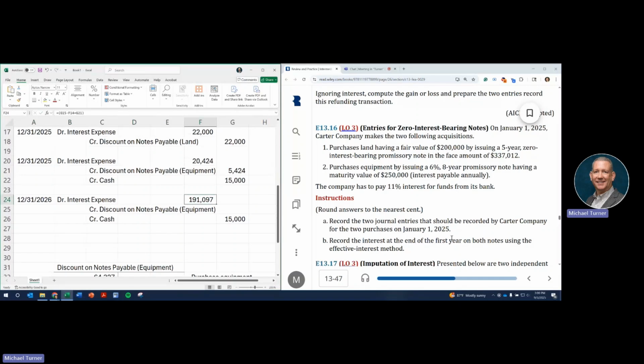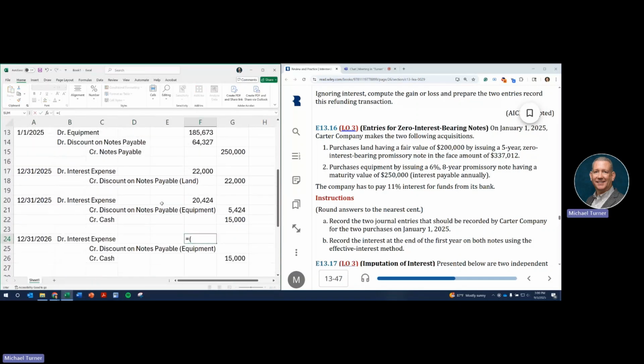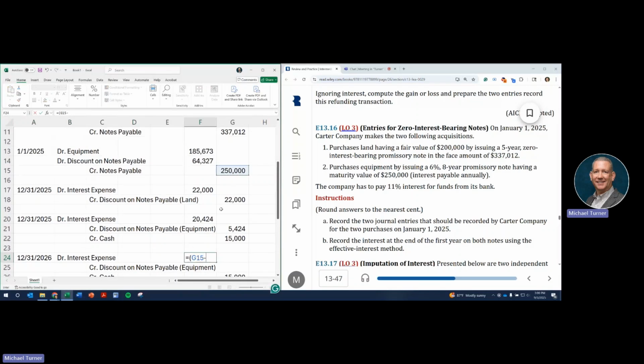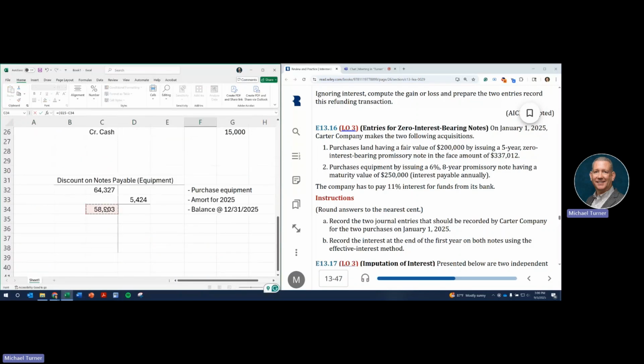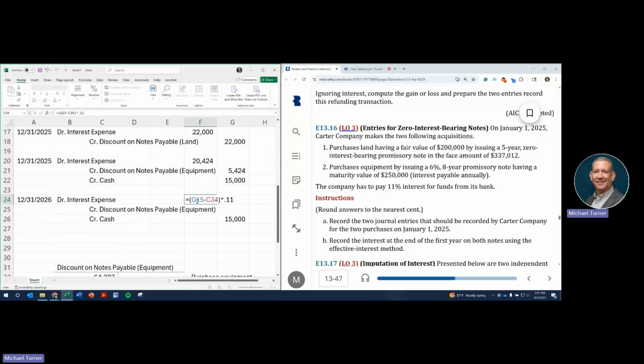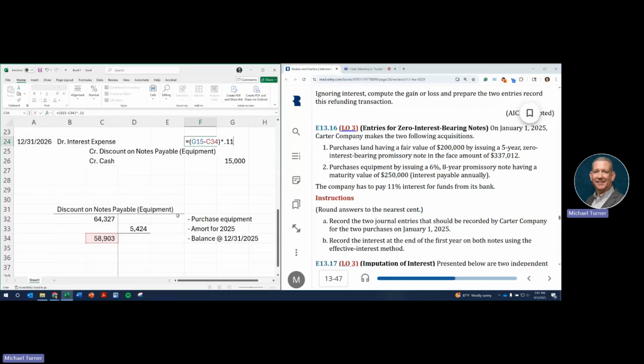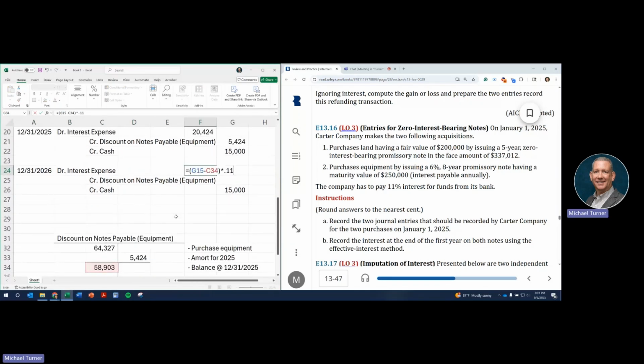So to be able to find my interest expense, I take the amount of my loan, which is $250,000, minus the balance of my discount on notes payable, and I multiply that by 11%. So my formula is the face amount of my loan, $250,000, minus the discount on notes payable for the equipment, which is $58,903. Multiply the result of that subtraction by 11%, I get $21,021. And therefore, just like we did before, my amortization of the discount on notes payable is the difference between those, which is $6,021.